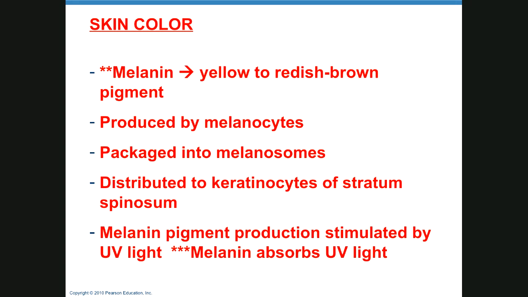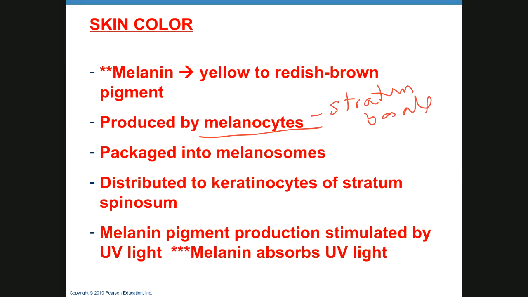Okay, so let's talk about things that can affect skin color. Again, the most important factor is melanin. Melanin is a pigment that has anywhere between a reddish to a yellowish, brownish color. It is produced by cells called melanocytes. Melanocytes are found in the stratum basale. We mentioned that already.